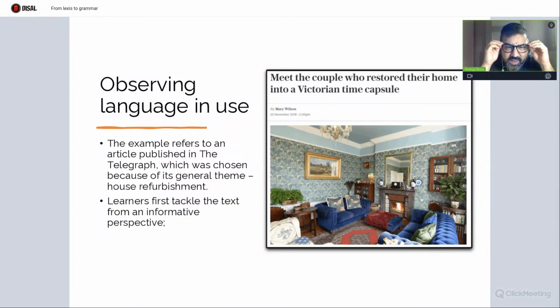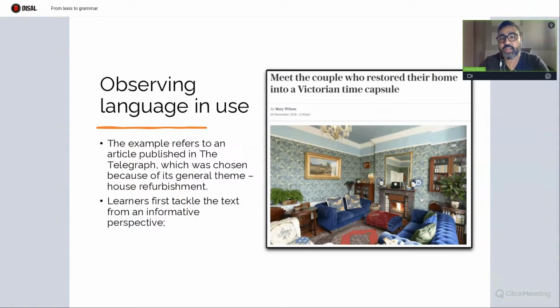So this is an article that was published in the Telegraph. And as you can see in the headlines, it says, meet the couple who restored their home into a Victorian time capsule, right? The example refers to an article published in the Telegraph, which was chosen because of its general theme, but also because of the linguistic, lexical, grammatical strategies it made use of, right?